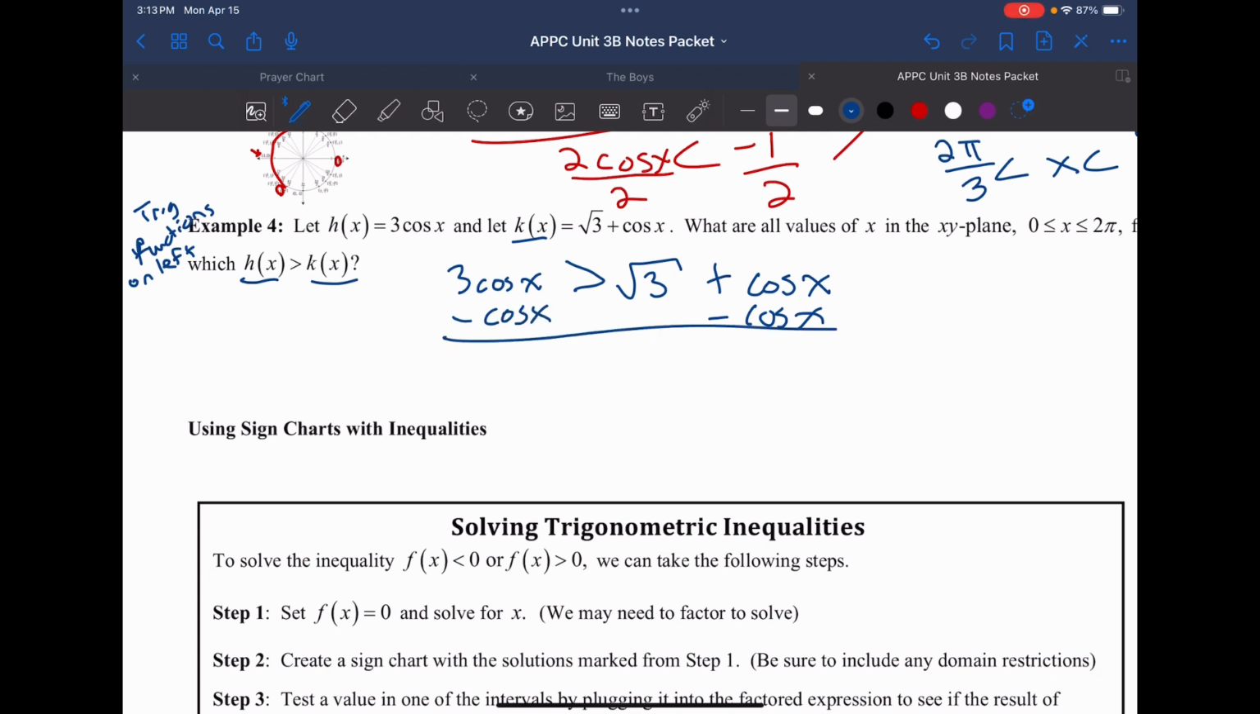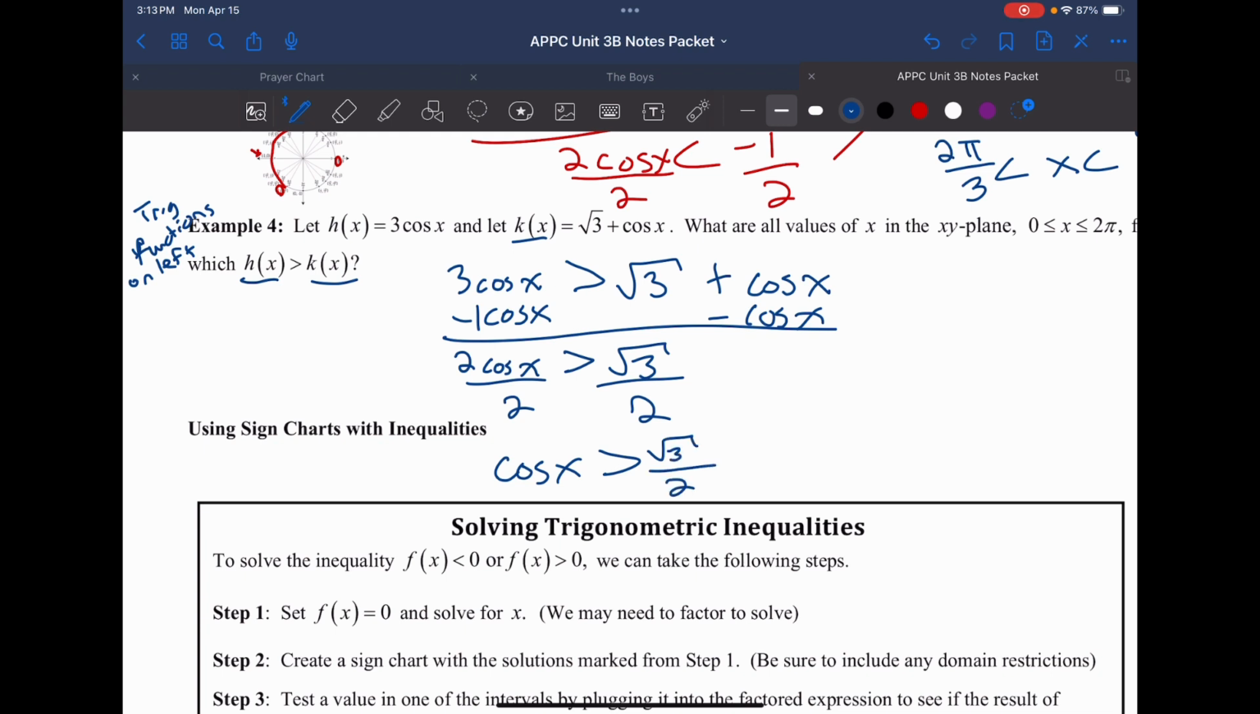And because these have the same exponent, this is just a singular cosine, not cosine squared this time, or sine squared, I can subtract these. So 3 minus 1 cosine x is 2 cosine x is greater than square root of 3 divided by 2. I'm looking for the places where cosine of x is greater than square root of 3 over 2.